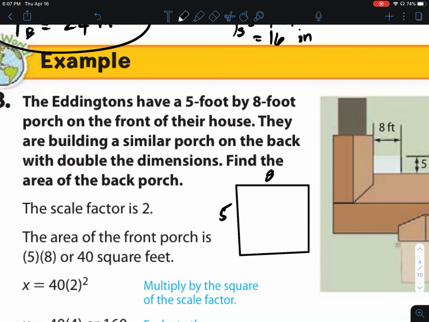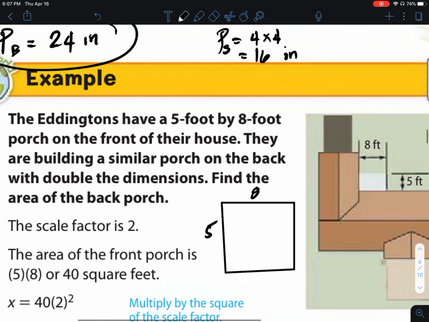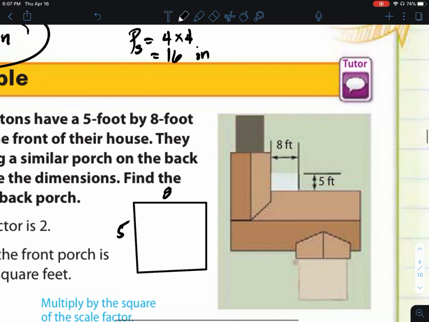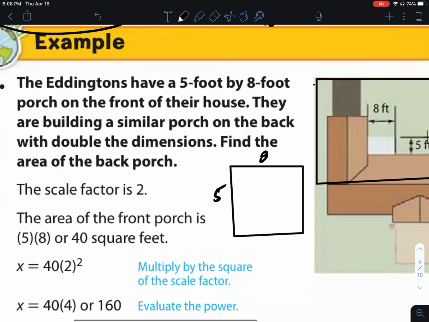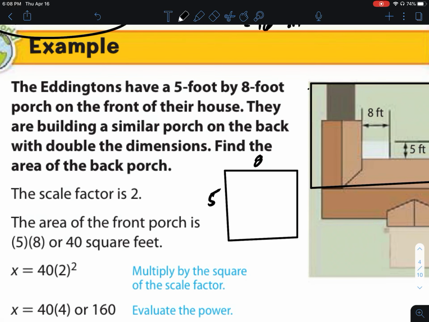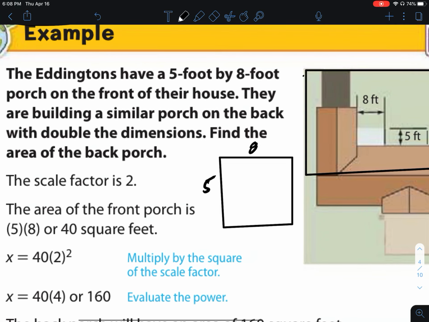Dimensions are 8 feet and 5 feet. Okay, that's a rectangle. Now let's assume that's a rectangle. They want to do a similar porch in the backyard, which is going to be our bigger rectangle. So this is going to be in their back porch, and what's going to happen is that they're building a similar porch in the back with double the dimensions. Find the area of the back porch.